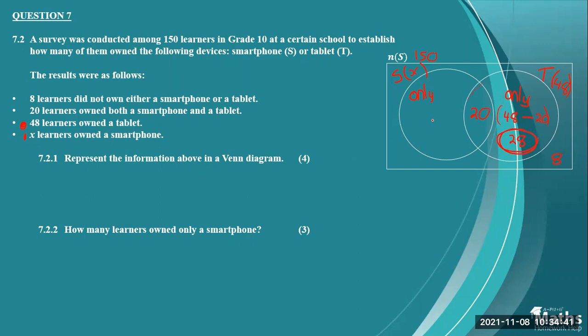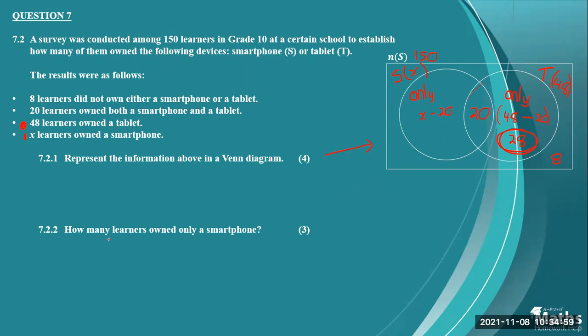What will this one be? X minus 20, because we have no idea what the value of X is. So that's how you will represent your Venn diagram. That would be the answer for this one.